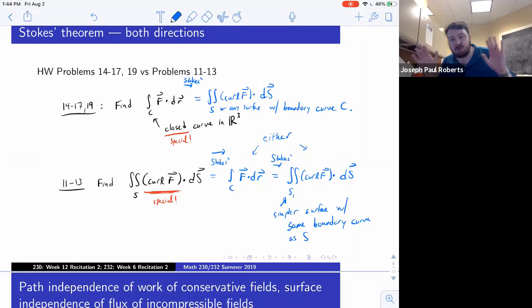So you can't just change surfaces for any flux question. You can for flux of the special vector field curl F, because not everything is the curl of something, but if it is, then this is okay.